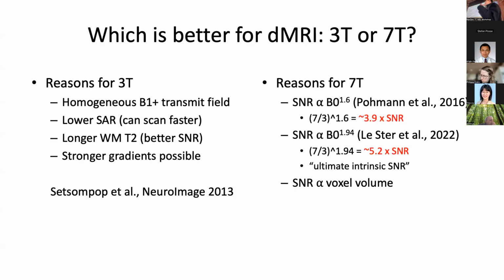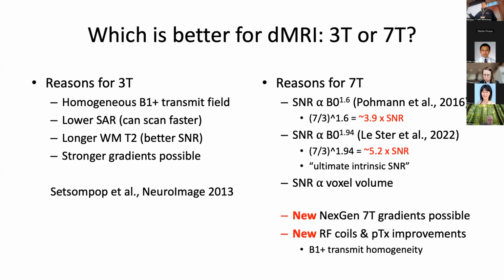But with the NexGen 7T, there's a lot to think about doing diffusion at 7T. If you look at how SNR is superlinear with field strength, and if you get to the ultimate intrinsic SNR, you could get upwards of like 5 times greater SNR at 7T. And you can trade that for smaller voxels to do really high resolution. And then also if you factor in the new gradients that are available on the NexGen 7T and the new RF coils and PTX improvements, diffusion starts to look really attractive at 7T.